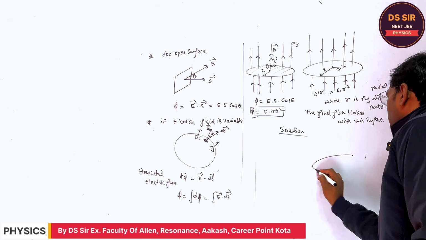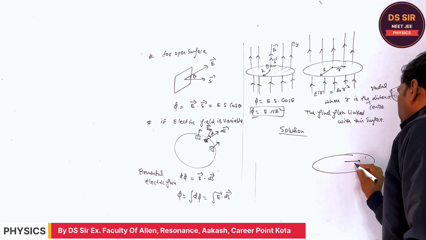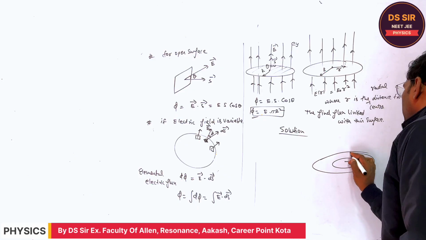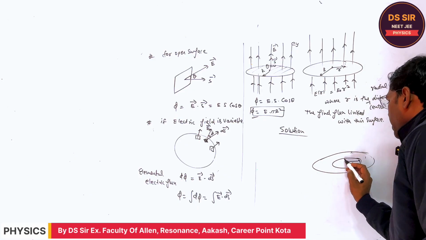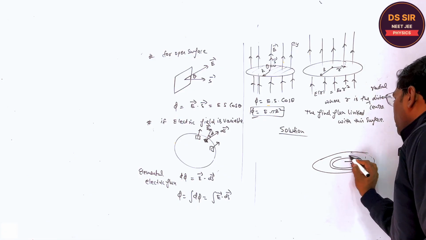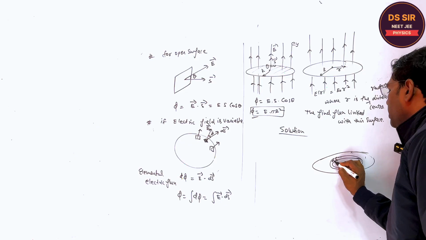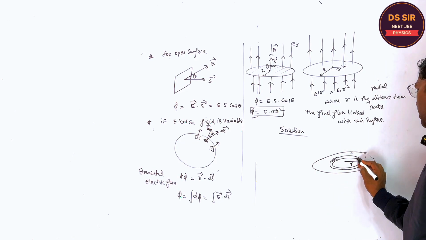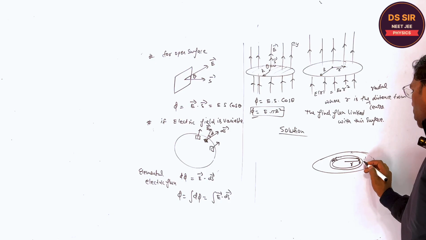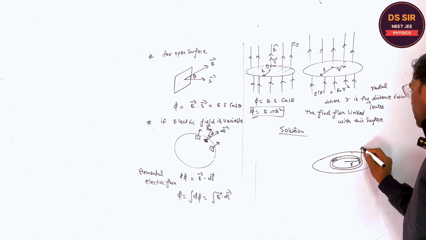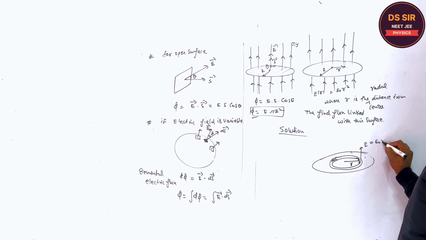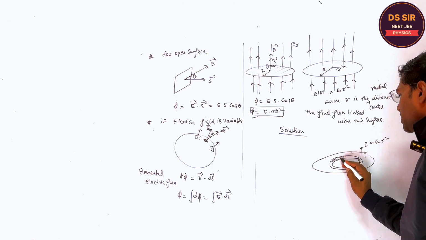To find the total flux, you take R as a distance from the center, and you take an elemental ring of width dr. Are you getting or not? Yes, tell me. So therefore, at this point, the electric field is E, which is equal to E naught R square. What is this area? You tell.